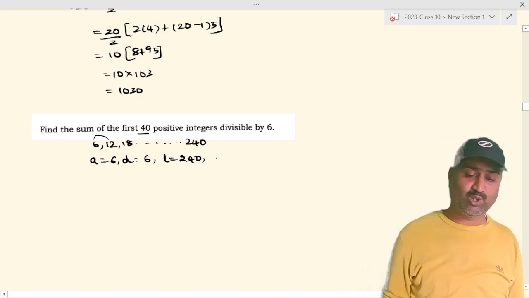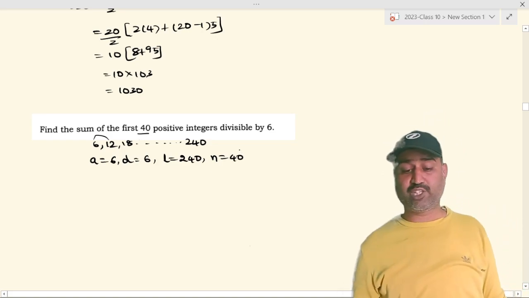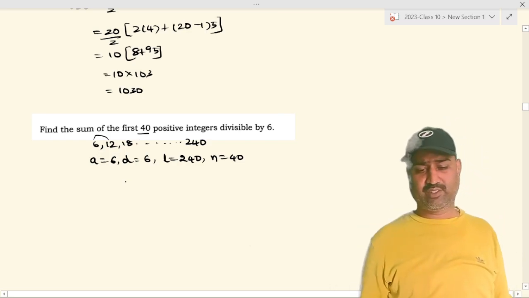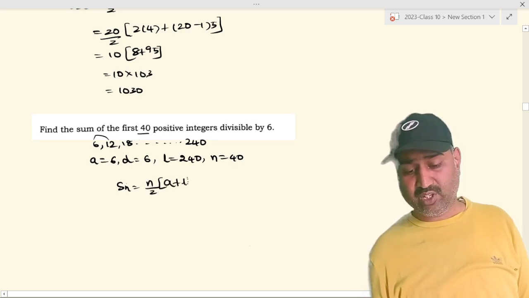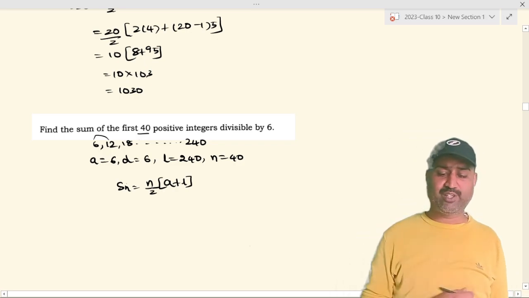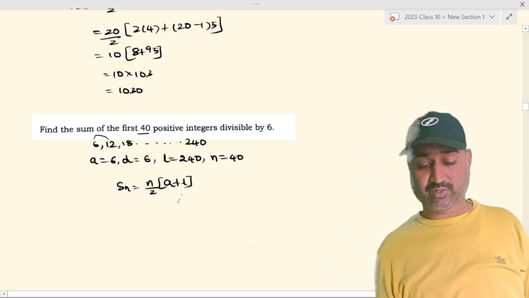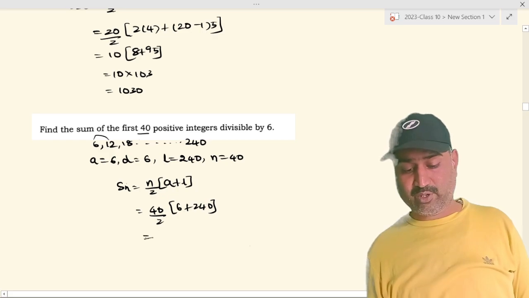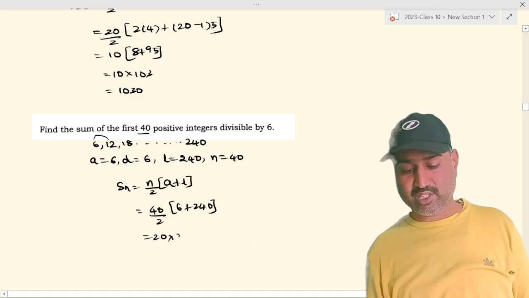And N is equal to 40 here, because we have to find the sum of the first 40 positive integers. You can use the formula Sn is equal to N by 2 into 2A plus N minus 1 into D, or you can use this formula, N by 2 into A plus L. Here the common difference is not required. This is much simpler if I know the last term. N is 40 here, A is 6 and the last term is 240. 40 by 2 is 20, and 240 plus 6 is 246.